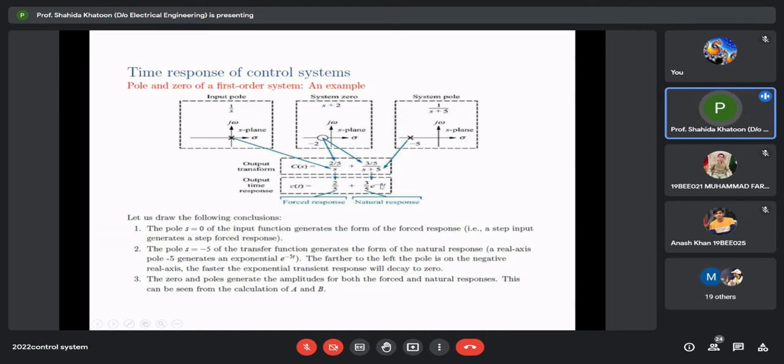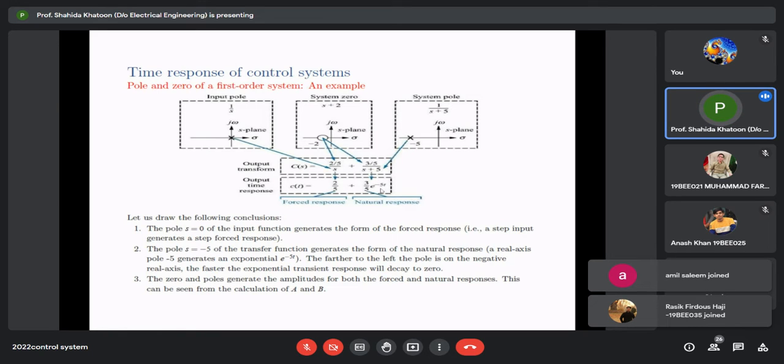The farther to the left the pole is on the negative real axis, the faster the exponential transient response will decay to 0. This is the first and foremost conclusion: as you move away from the imaginary axis, or j omega axis, the response will decay to 0 value faster, right?